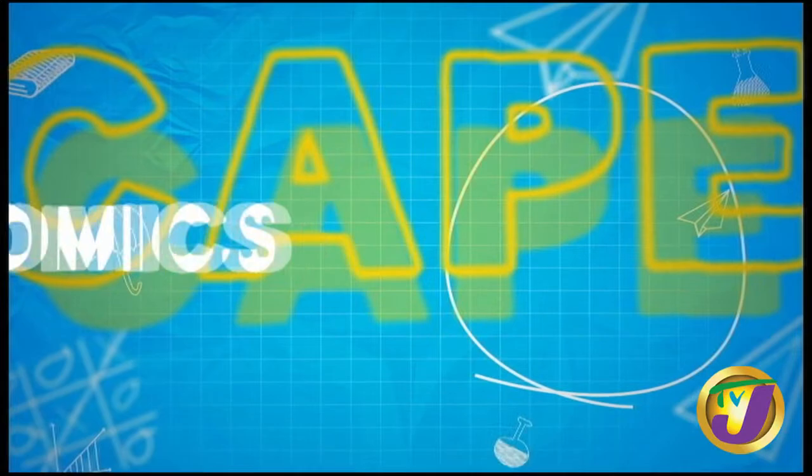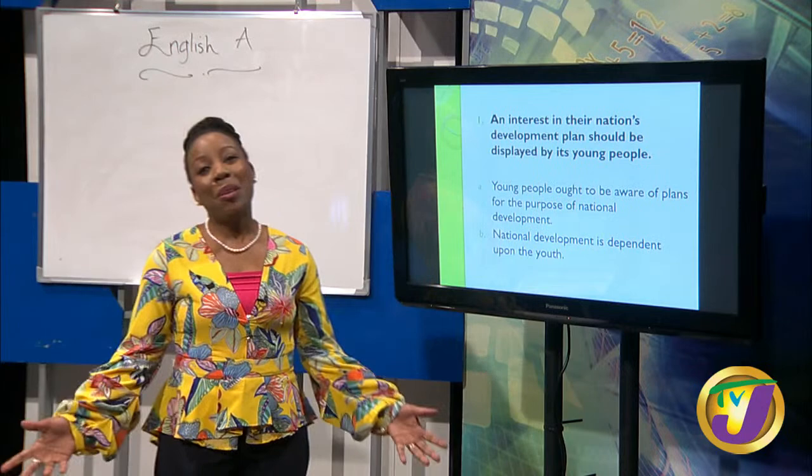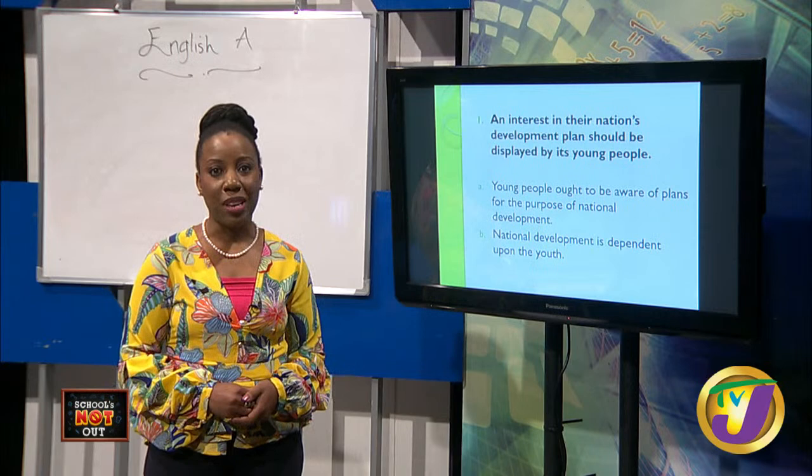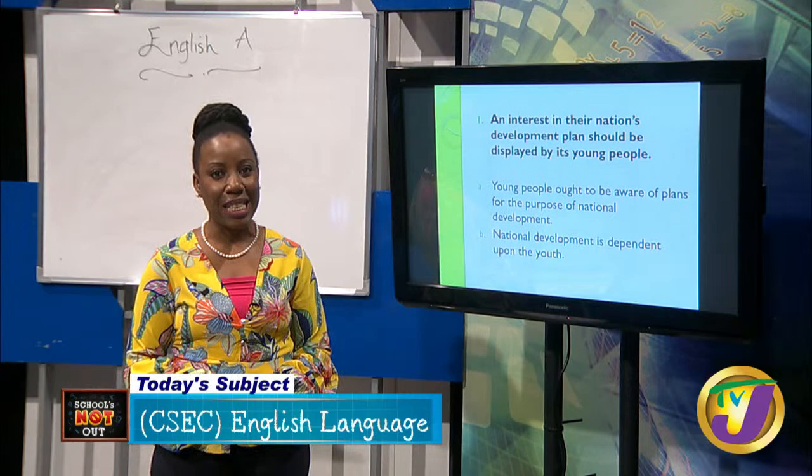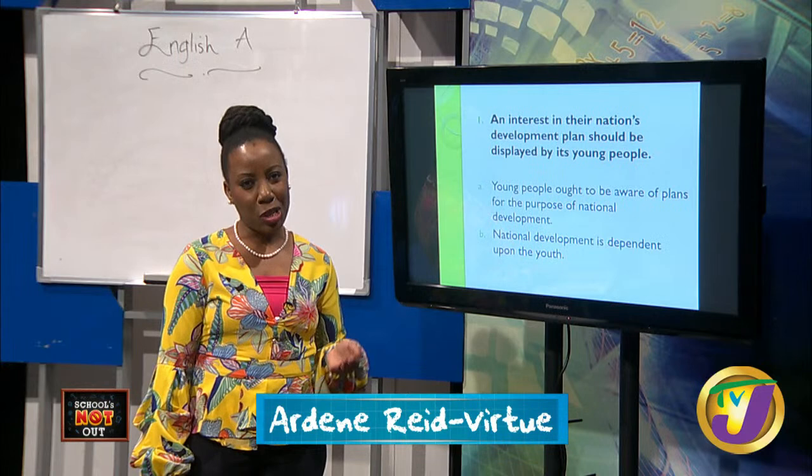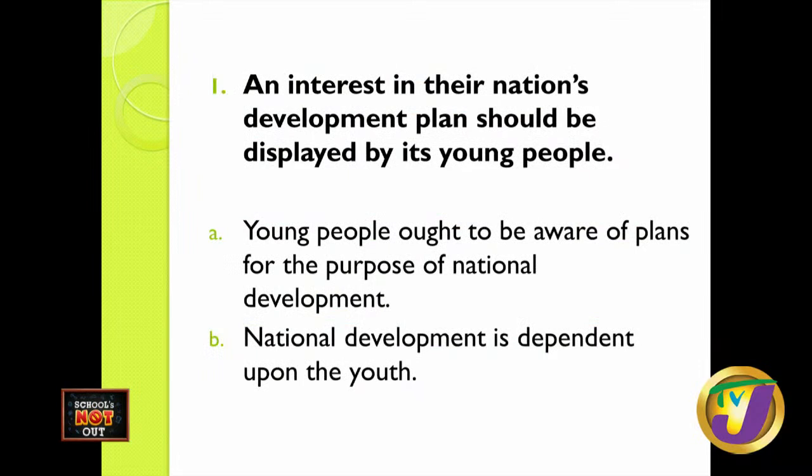Welcome back to Schools Not Out, your daily classroom for CSEC and CAPE subjects. Today we have been discussing CSEC English A equivalent sentences. Now, just before the break, we were looking at an example of a question, and we determined that neither A nor B that I gave as the options is the answer. Let us now look to justify why neither A nor B is the answer.